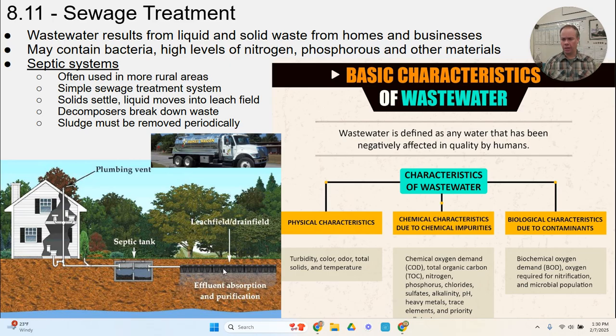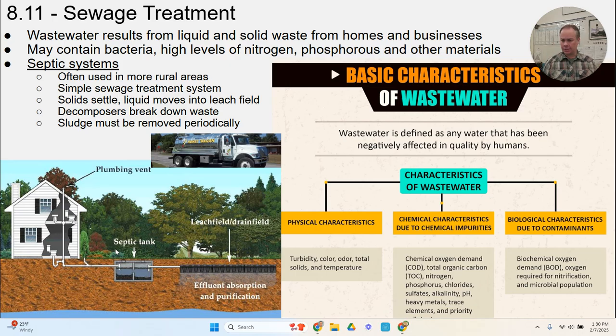Along the way, there are bacteria that will naturally break down some of the organic matter in this waste. As it percolates through the leach field and into the soil, the natural properties of soil can help to filter and purify that water. And eventually that water percolates down into the groundwater. That's how septic tanks work.